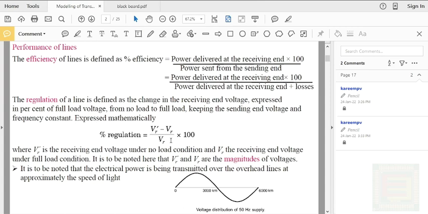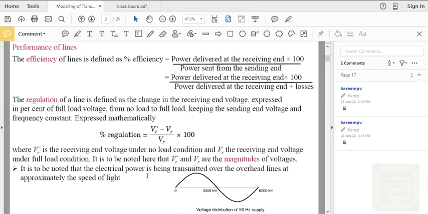So it can be defined as (VR dash minus VR) by VR. VR dash is the receiving end voltage under no load condition, and VR is the receiving end voltage under full load condition. And you can see that VR dash and VR are the magnitudes of the voltages, and actually you will be considering the RMS value of the voltages when the transmission line is delivering full load and when the transmission line is on no load.